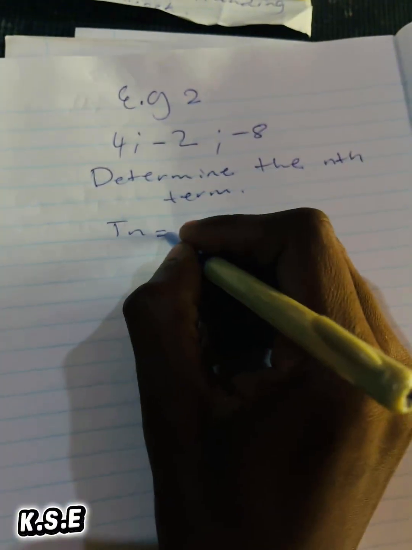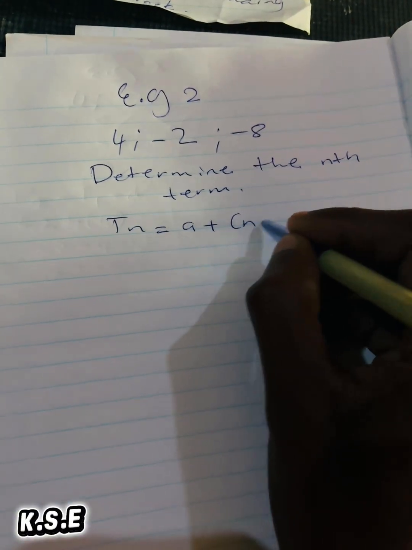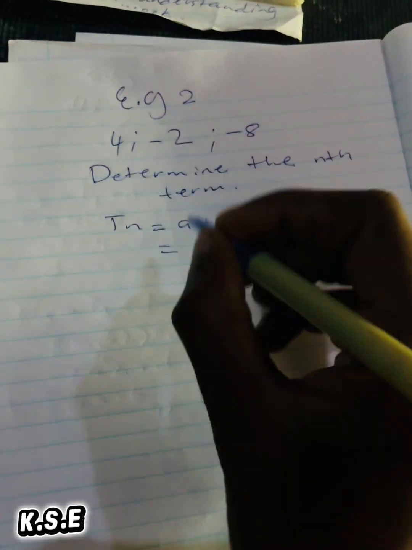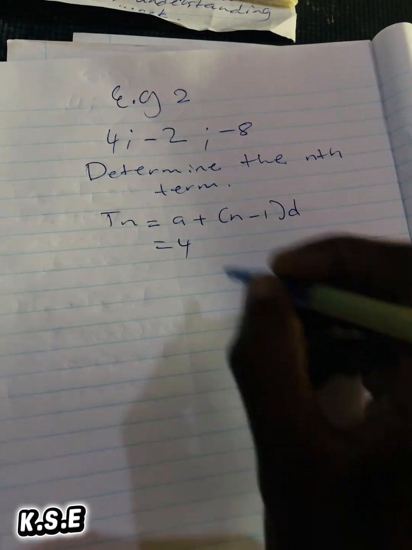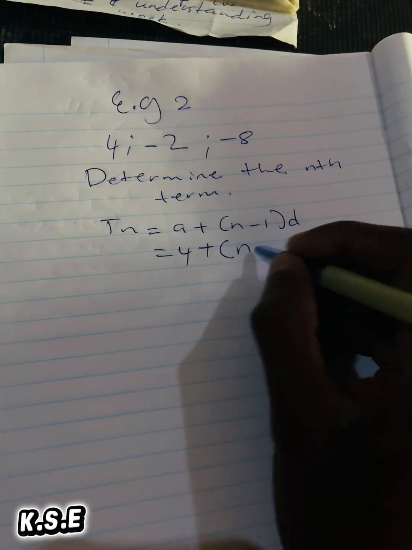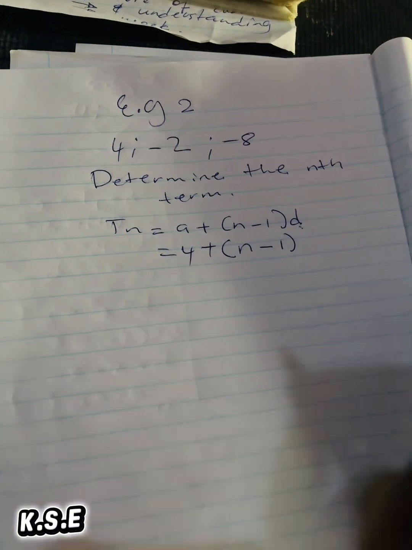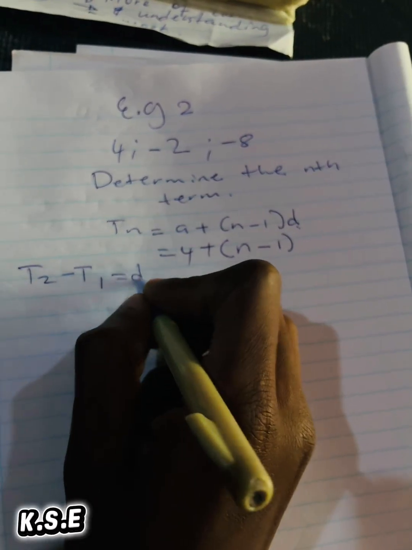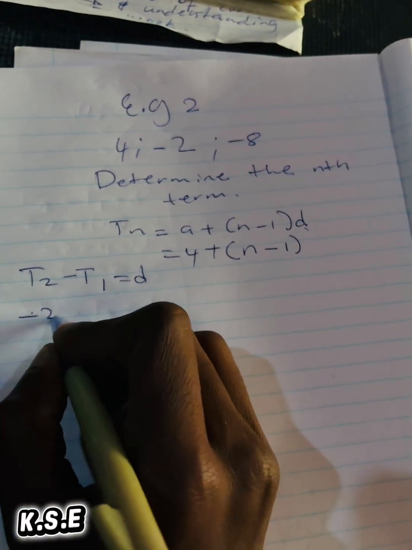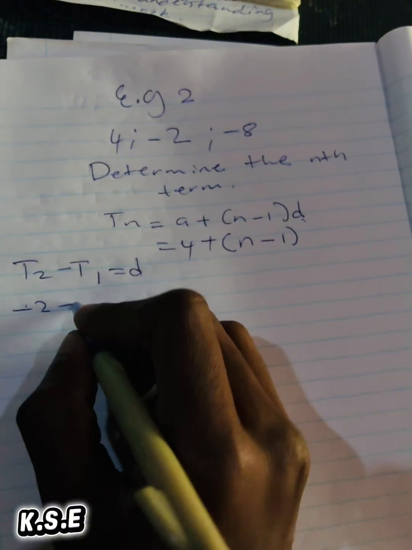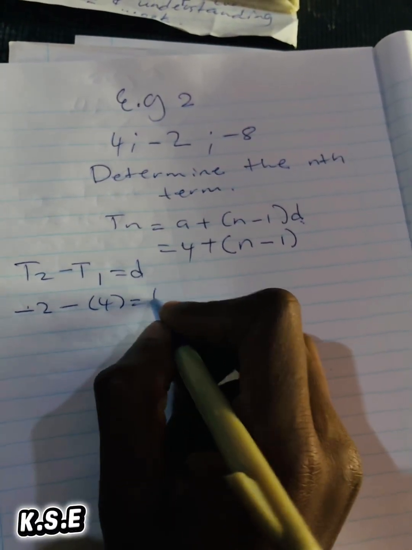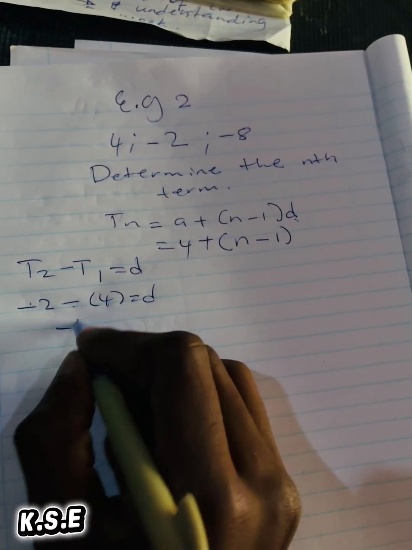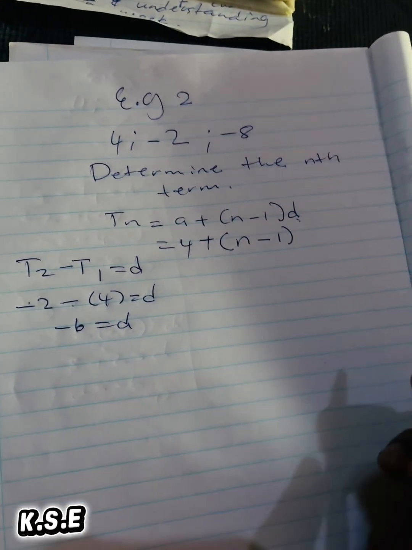We're going to say Tn is equal to a plus open bracket n minus 1 and the difference. So our first term a is 4. Then plus open bracket n minus 1. We have to find the difference. How do you find the difference? T2 minus T1 is equal to the difference. So T2 is equal to -2 minus open bracket 4. So this and this is going to give us -4, and then we're going to get -6. So the difference is equal to -6.